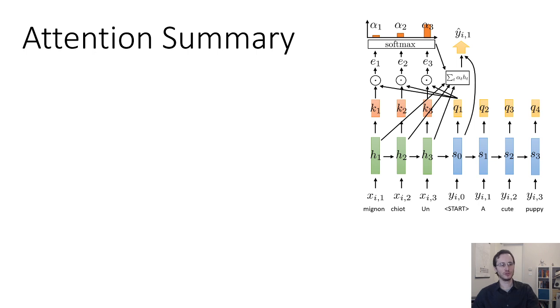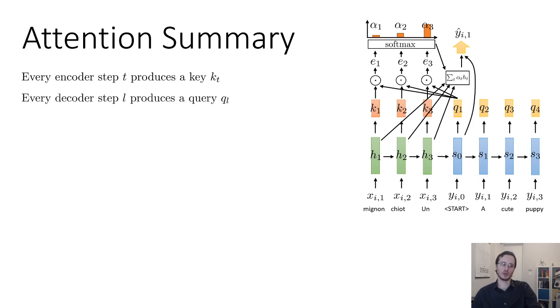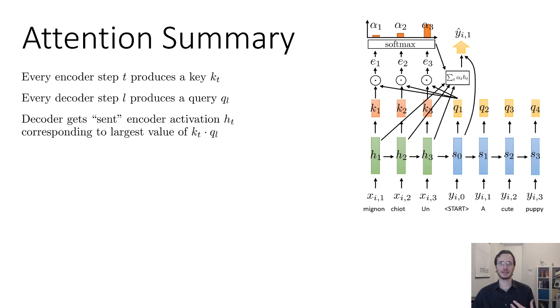Okay, so a summary of attention. Every encoder step T produces a key KT. Every decoder step L produces a query QL. The decoder gets sent the encoder activations HT that correspond to the largest value of the product of KT and QL. But of course, actually taking the max is non-differentiable, so you get a weighted combination weighted by alpha T, which is obtained by using a softmax.